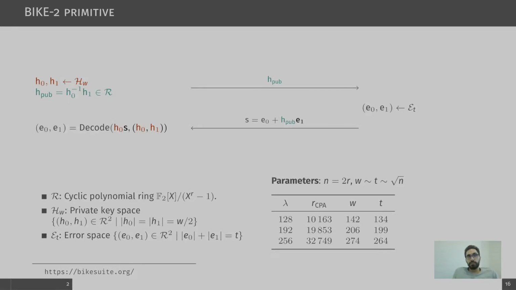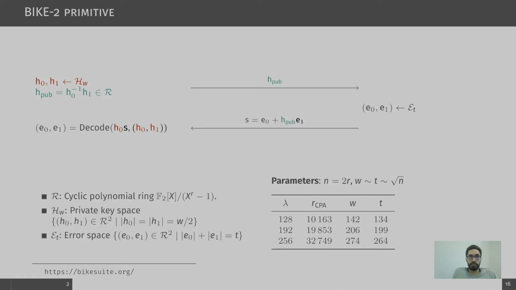So what is BIKE-2? What is the primitive behind it? It's a Niederreiter scheme. To generate a private key, you need to generate a QC-MDPC code. So you generate a sparse matrix that is composed of two circulant blocks. Here the two blocks have size r by r, and they have a row weight for each block of w/2. The weight w has to be about the square root of the length of the code, so the square root of 2r.